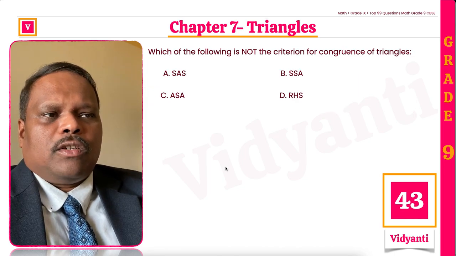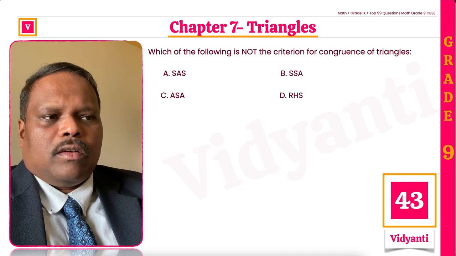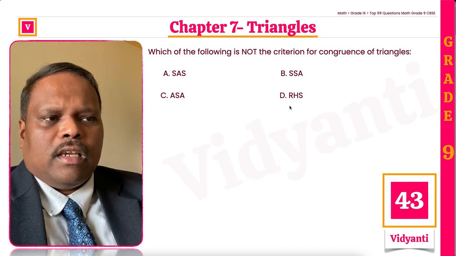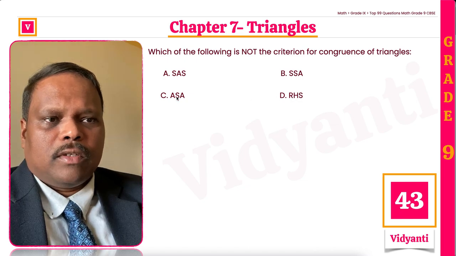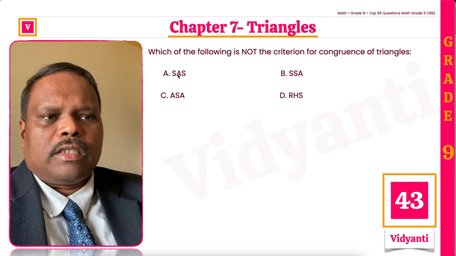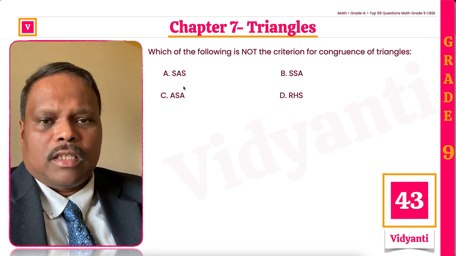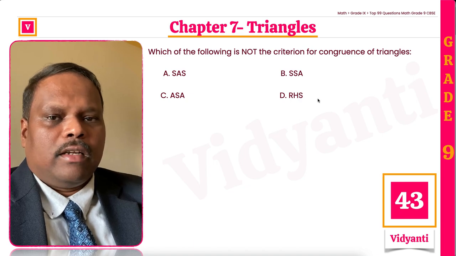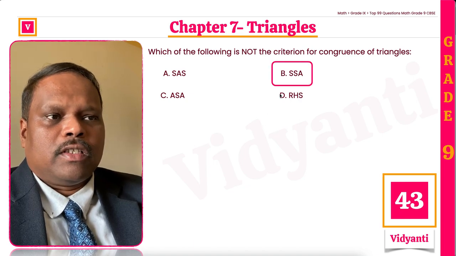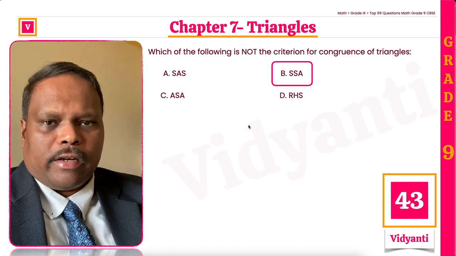Which of the following is not a criterion for congruence of triangles? Well, we don't have SSA. This is a right angle triangle whose hypotenuse and side match with this. This is angle, side, angle, which we just saw. Side, angle, side. These are all fine except side, side, angle, where the angle is not the included one. So this is not a criterion for congruence of triangles.